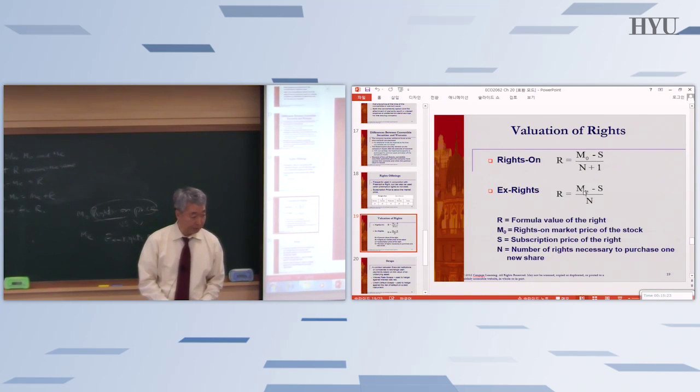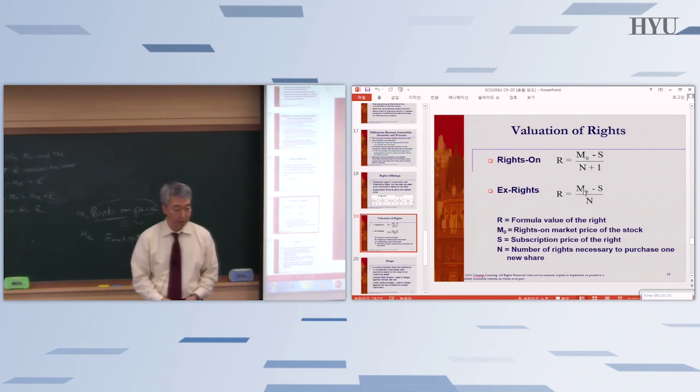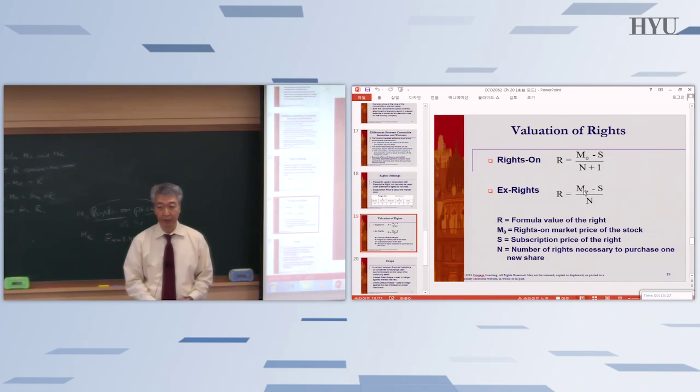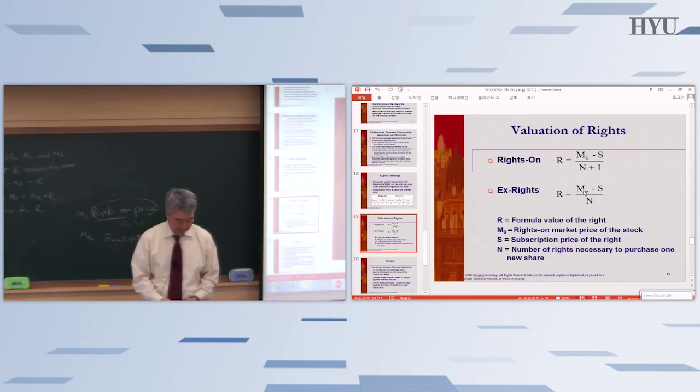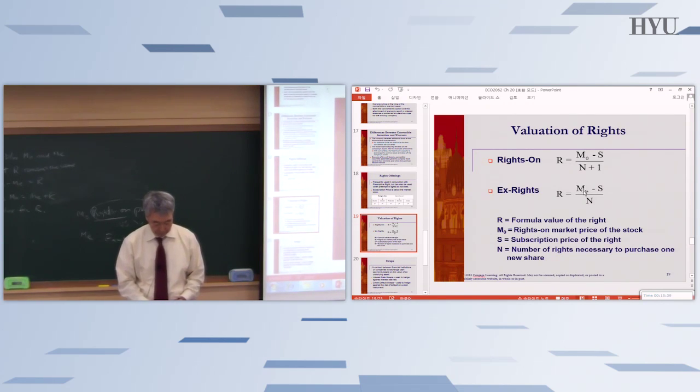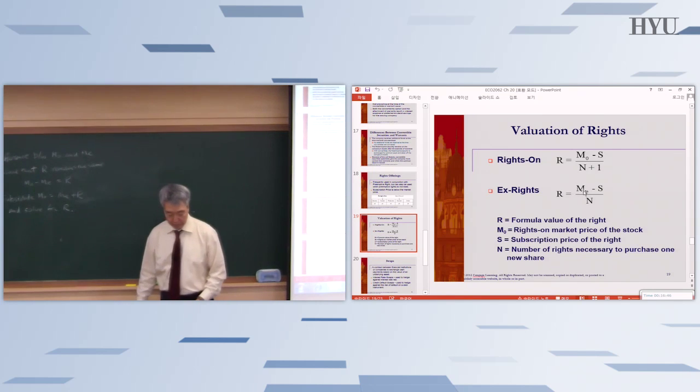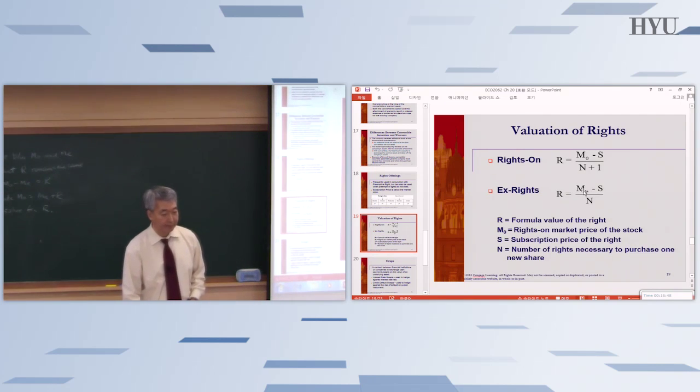If you read question B, you may also get some idea or hint for question A, right? How much is the market price of the company's stock expected to drop on the ex-rights date, all other things being equal? Anyone want to try?